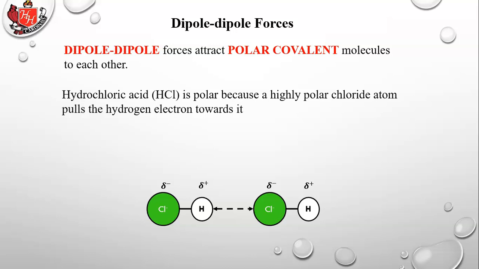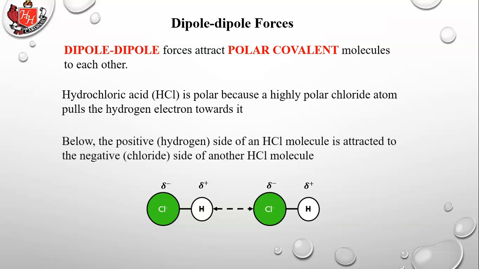So hydrochloric acid is polar the same way as water. Below, the positive hydrogen side of the HCl molecule is attracted to the negative chlorine side of another HCl molecule. So that's how a dipole-dipole works. You have two dipoles, that means polar molecules, and they stick to each other. Positive side of one is attracted to the negative side of another.